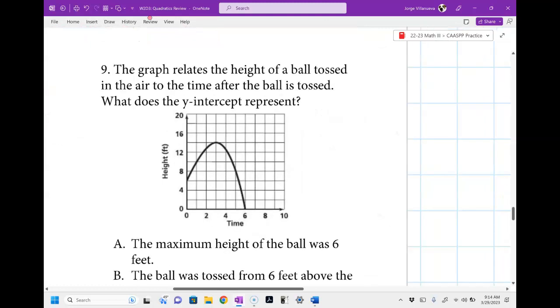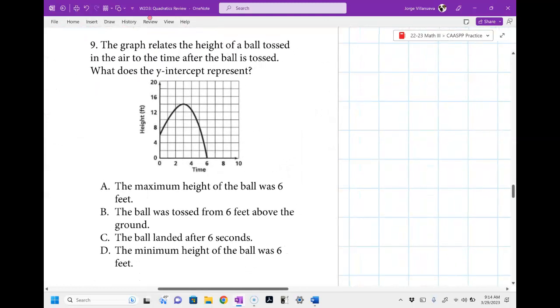Let's look at 9. And then we'll do 8. Because 9 is a visual one. I know we only got like 1 minute. The graph relates the height of a ball tossed in the air to the time from when the ball was tossed. What does the y-intercept represent? So in other words, what does this mean? So they threw the ball, and that graph shows you like, okay, the ball was here, and it went up this high, and then it went down. What does that initial height of 6 tell you?